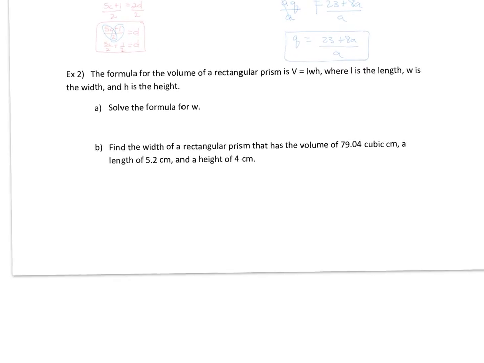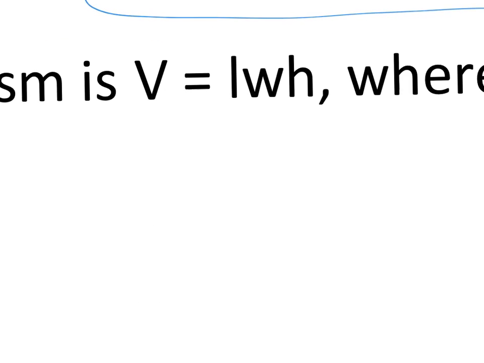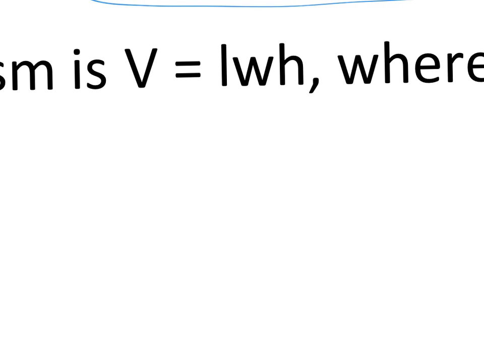All right, and last problem we're going to look at, okay, example 2. The formula for the volume of a rectangular prism is V equals L times W times H. Here L is the length, W is width, and H is the height. Okay, so first thing, solve for W, okay? So when I'm looking at this and I want to isolate my W, this is saying length times width times height. So to undo the multiplication, I'm going to use division.